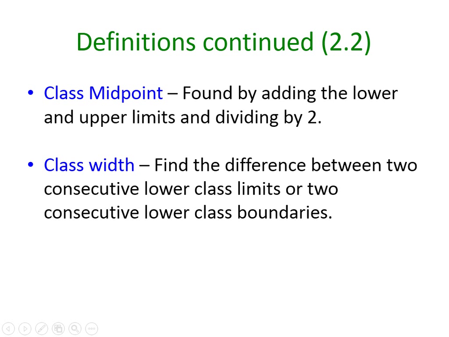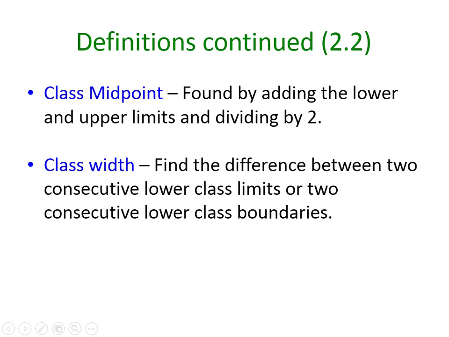The class width: you find the difference between 2 consecutive lower class limits or 2 consecutive lower class boundaries. The class width does not use the upper and the lower boundary or limit for its own class. You take the lower limit of one and the lower limit of the next, or the lower boundary of one and the lower boundary of the next. So for our example, we would take the lower limit of 60 and the lower limit of 70 and subtract those, which gives us a class width of 10.